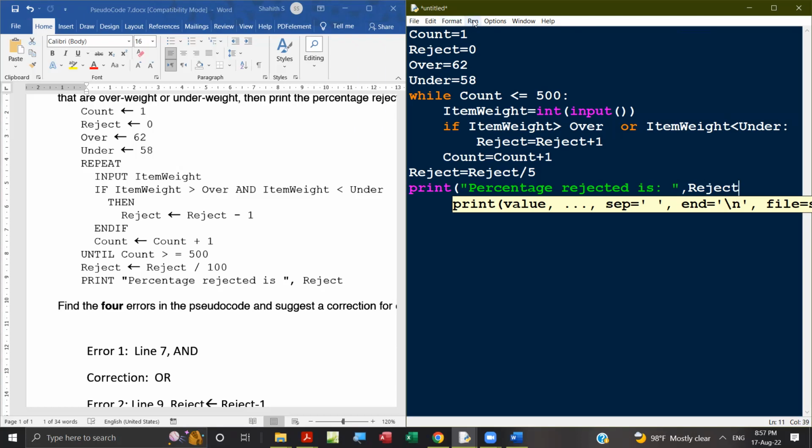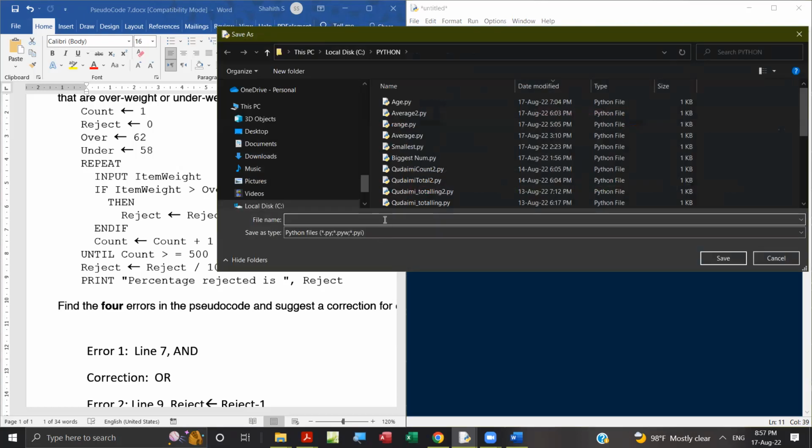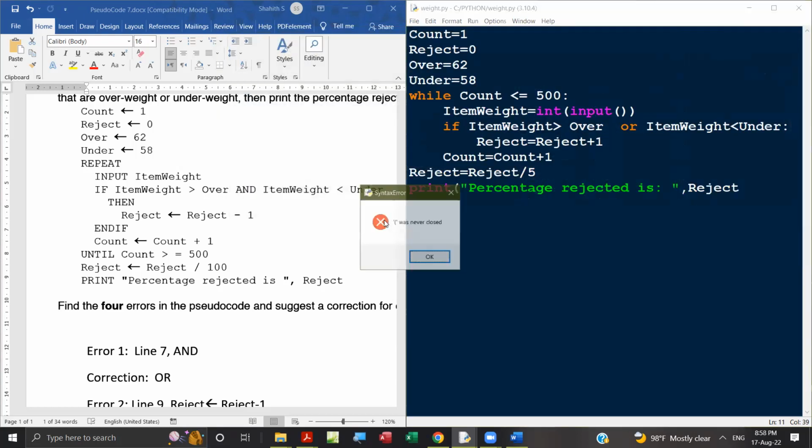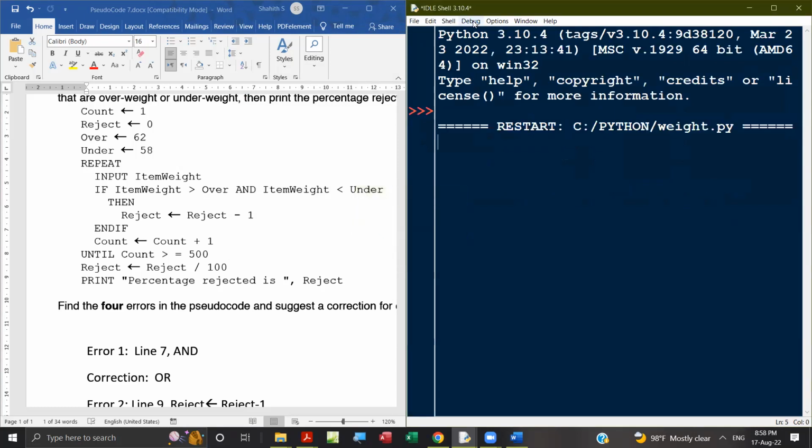So run. We need to save this first. So it's about weight, yeah. Okay, some small syntax error. What is that? Was never closed. Yes, look. And then fix it and run, okay, fine. So I'm going to input some weight.